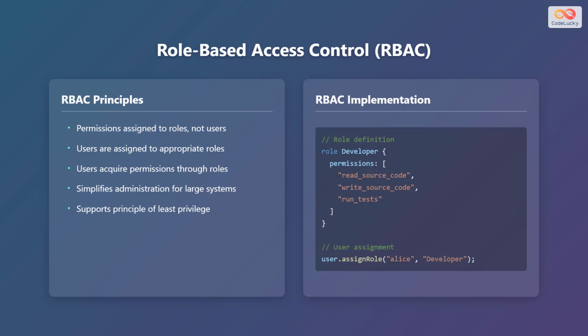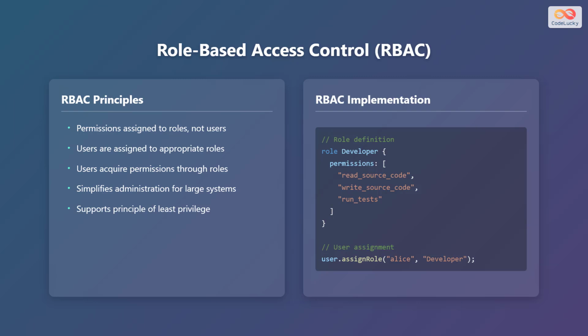Let's explore role-based access control, or RBAC, another approach to protection mechanisms. RBAC operates on several key principles. Permissions are assigned to roles rather than directly to users, simplifying management and ensuring consistency. Users are then assigned to appropriate roles based on their responsibilities and functions within the system. By assigning users to roles, they acquire the permissions associated with those roles, streamlining the granting of privileges.